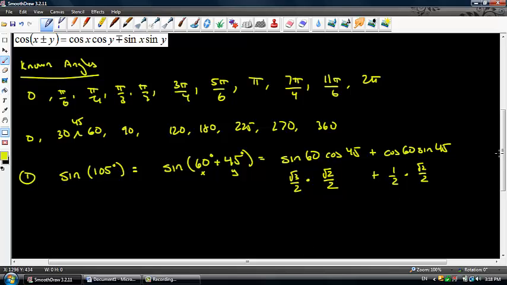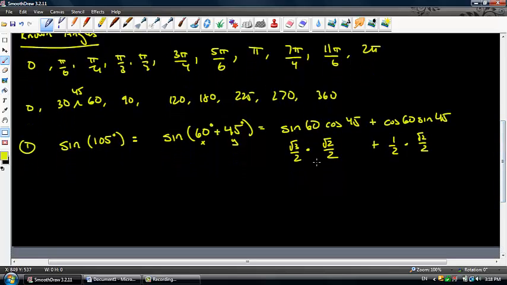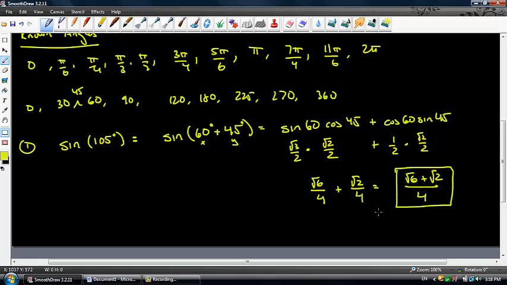So let's go ahead and do this calculation here. Rad 3 times rad 2 is rad 6 over 4, plus this is going to be rad 2 over 4. Now, when I combine these two, I get rad 6 plus rad 2, and since I already have a common denominator, it's going to be all over 4. And there you have it. That is how you do sum and difference formula. Let's do a few more.